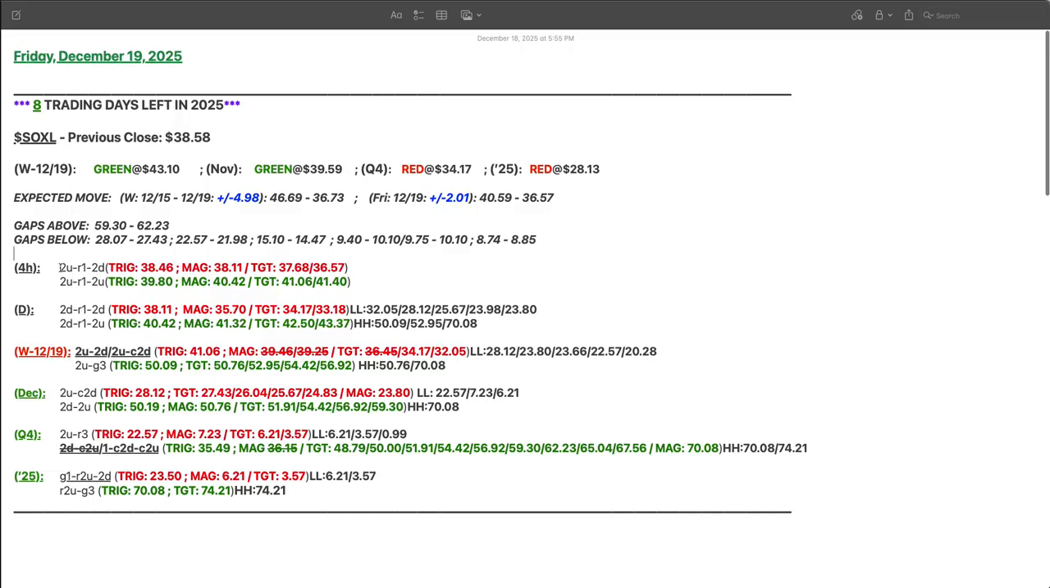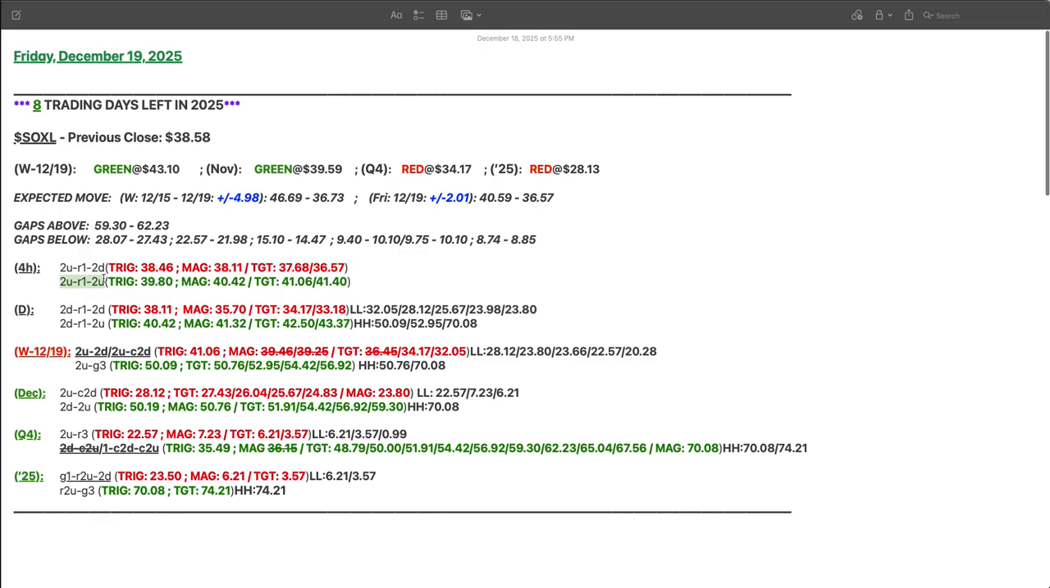From the 4-hour perspective, we talked about how there is the possibility for the 2-1-2 down continuation that would trigger at 38.46 and take you to a magnitude of 38.11. So not a lot of magnitude there. We do have a couple of extended targets listed here.